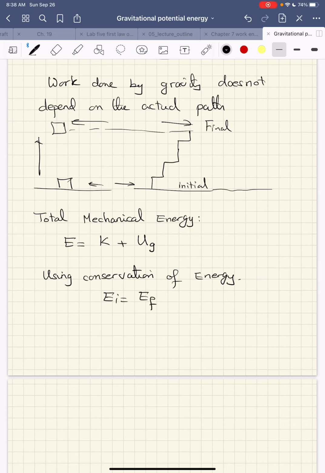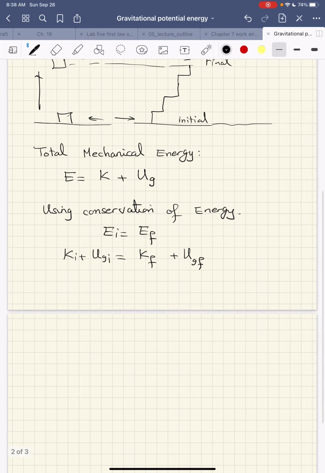From early physics or science classes, energy cannot be destroyed and energy cannot be created. This is the fancy name for it, conservation of energy. So K initial plus U_g initial should equal K final plus U_g final. Their total should be the same.